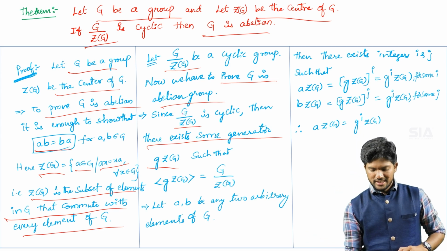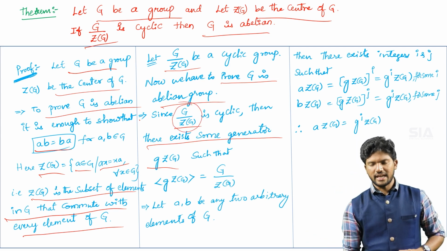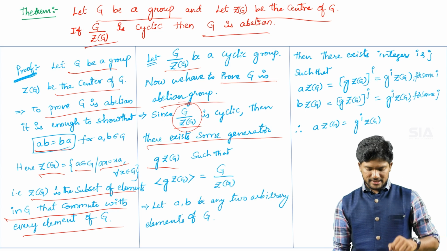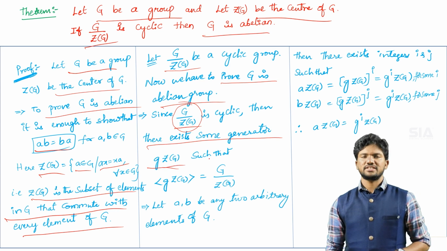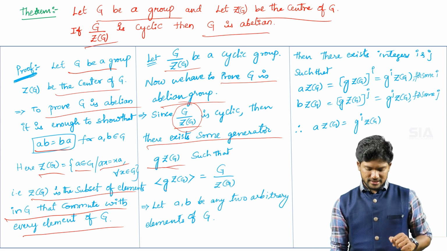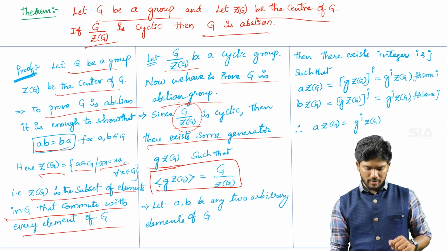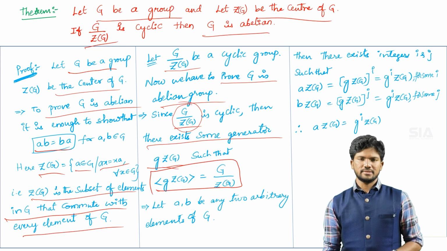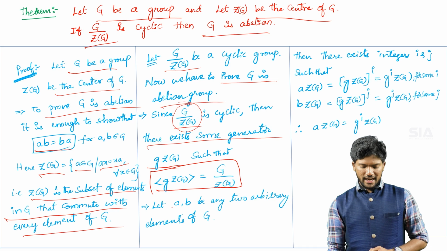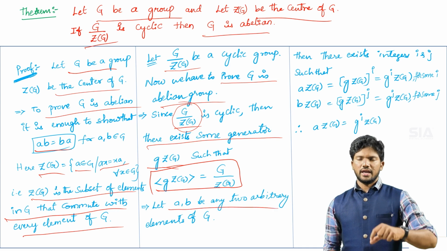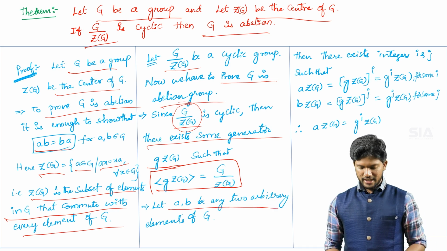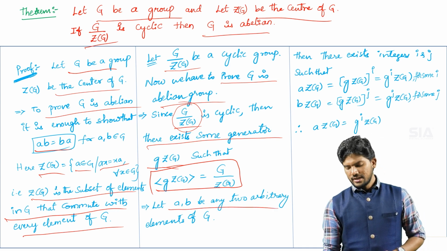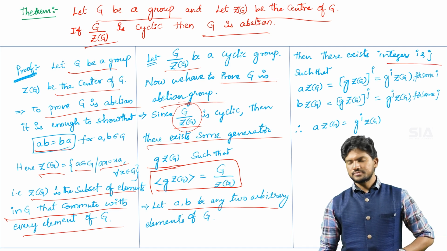So therefore, when G by Z of G is cyclic, then the generator also exists in the format of g Z of G, such that this is the representation. This is the cyclic group representation: it is generated by g Z of G, which is equal to G by Z of G. Let a, b be any two arbitrary elements in capital G.